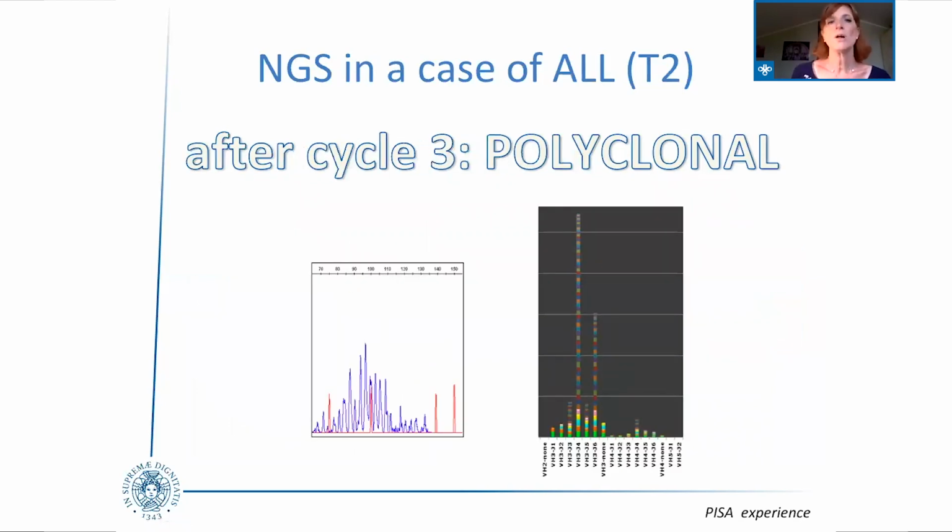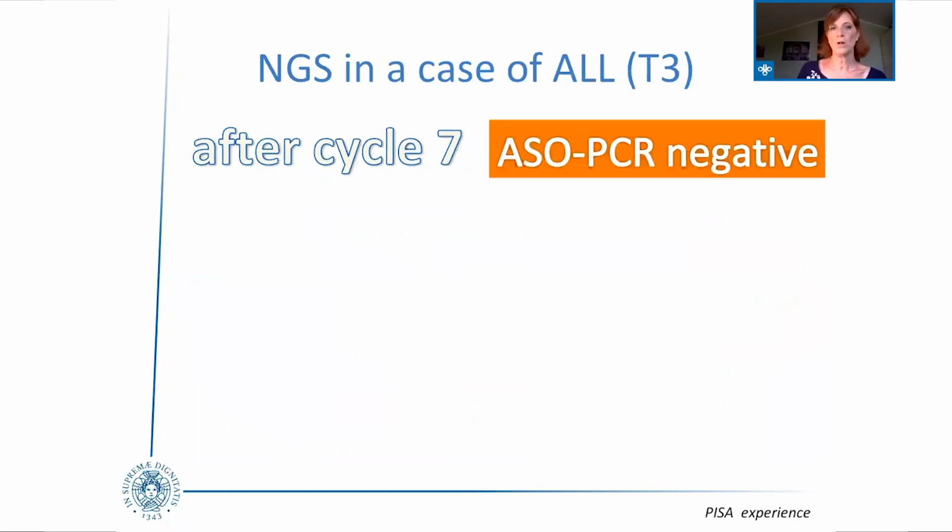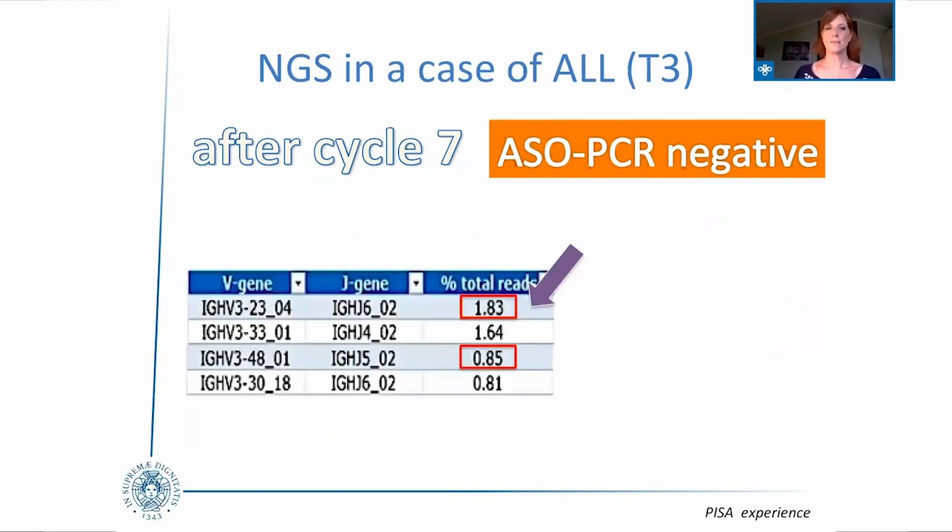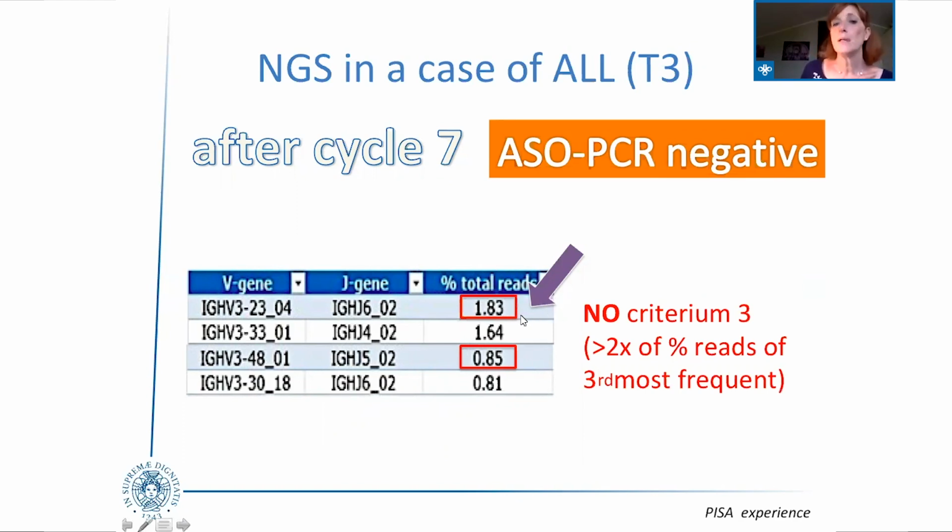After cycle 3, all was good, the patient became polyclonal, and after cycle 7, ASO-PCR for the violet clone was still negative. But NGS showed a very small amount of the violet clone, 1.8, and unfortunately, we were not able to define this read as clonal because it was not twice higher than the third most frequent read. So officially, the patient was ASO-PCR negative and polyclonal by NGS.